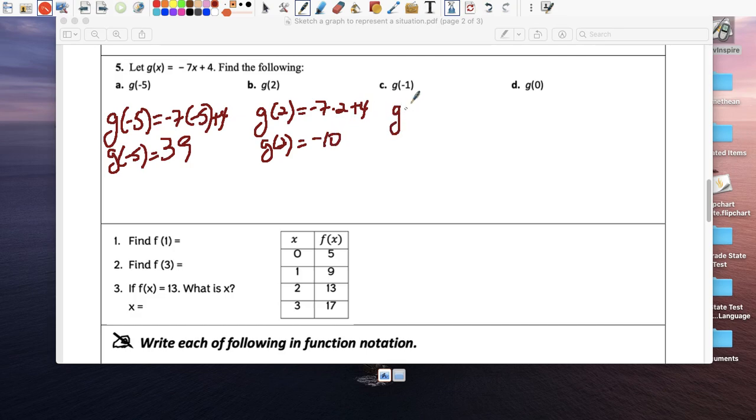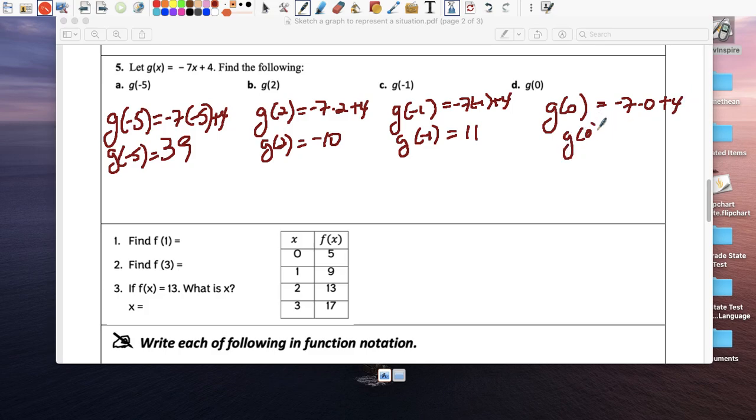g of -1 equals -7 times -1 plus 4. g of -1 equals 7 plus 4, which is 11. And then finally g of 0, that's the easy one. I love zeros. -7 times 0 plus 4, and that makes it very, very easy, which is just positive 4.